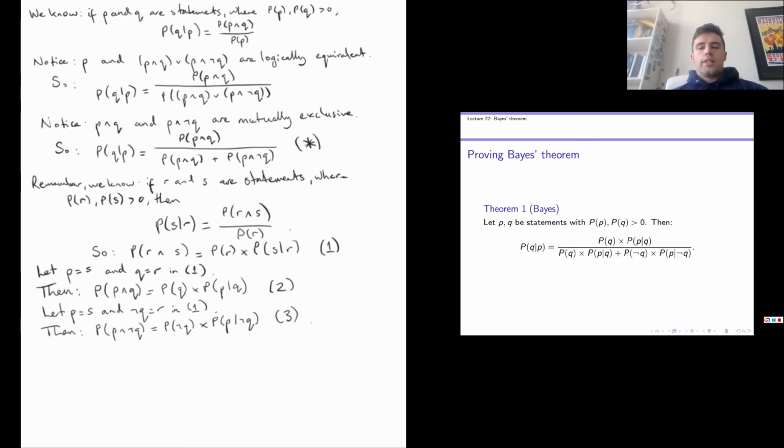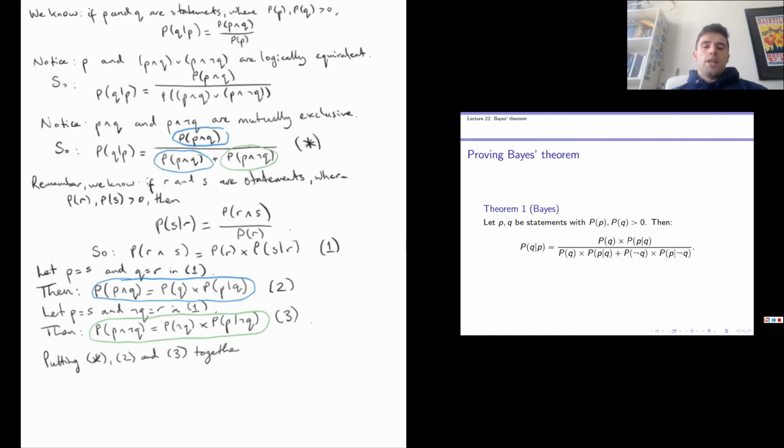Now the last thing we do is look at equations 2, 3 and the one labelled with a star down there. Since there are probabilities of conjunctions in equation star, we can substitute in what we've derived in equations 2 and 3 for those conjunctions. And when we do that, we obtain this. P of Q given P equals P of Q times P of P given Q divided by P of Q times P of P given Q plus P of not Q times P of P given not Q. And that is the theorem, so we are finished with the proof.